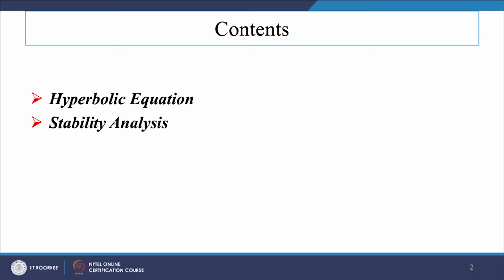Welcome to the lecture series on numerical methods, finite difference approach. In the last lecture, we discussed a hyperbolic equation and its solution procedures, based on the explicit method and the implicit method. In the present lecture, we will go for the stability and convergence analysis of these hyperbolic equations.